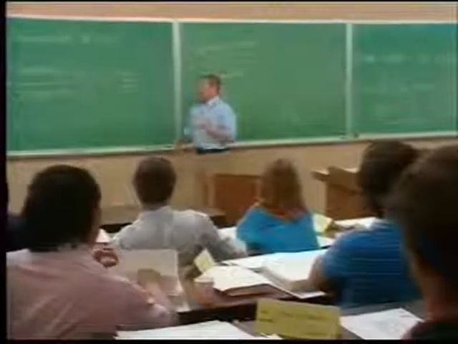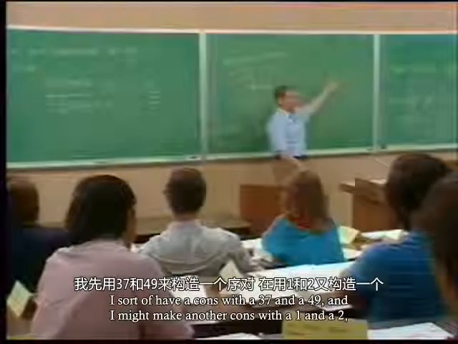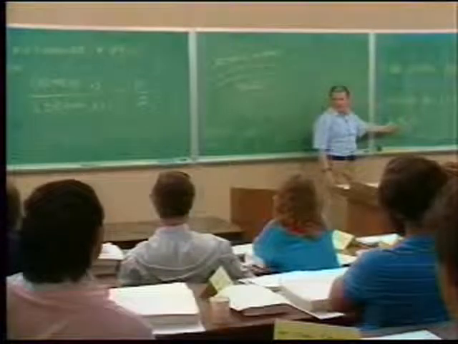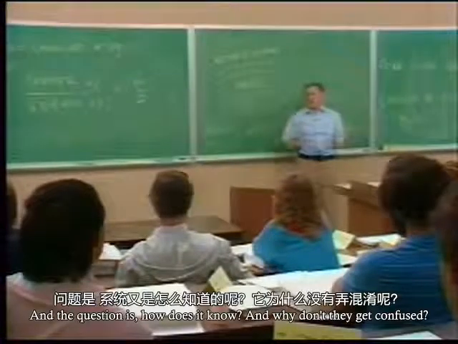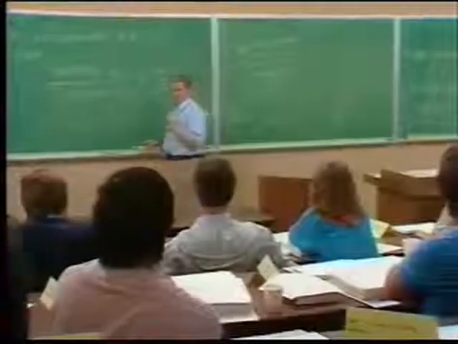Okay, the question is, I sort of have a cons with a 37 and a 49, and I might make another cons with a 1 and a 2, and I might have one called A and one called B. And the question is, how does it know? And why don't they get confused? And that's a very good question.